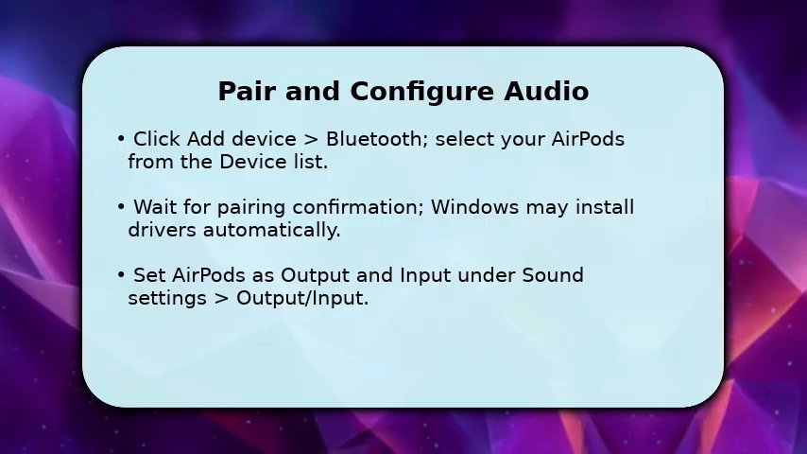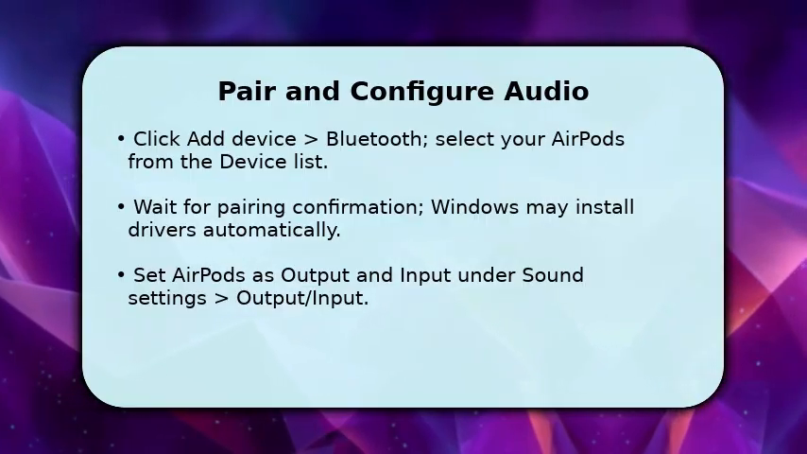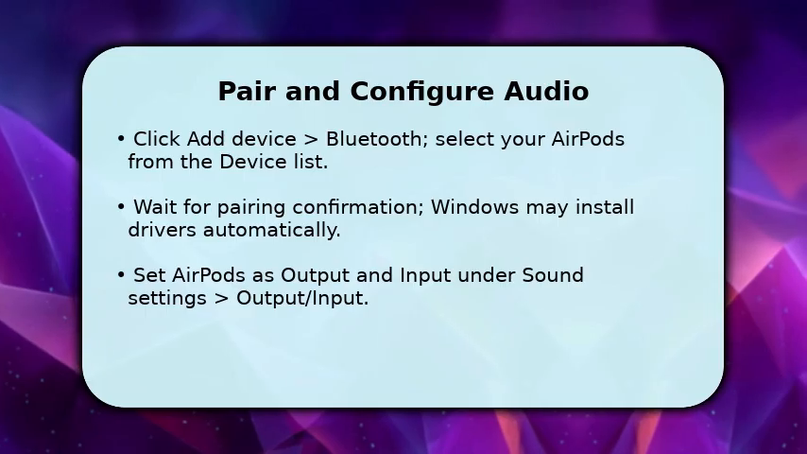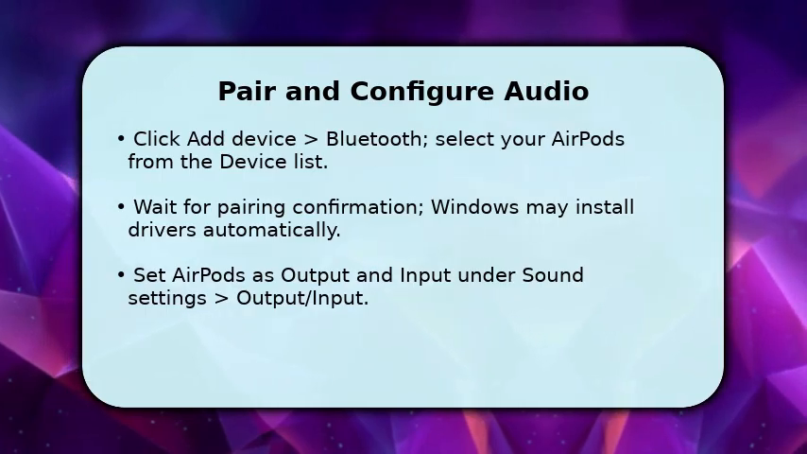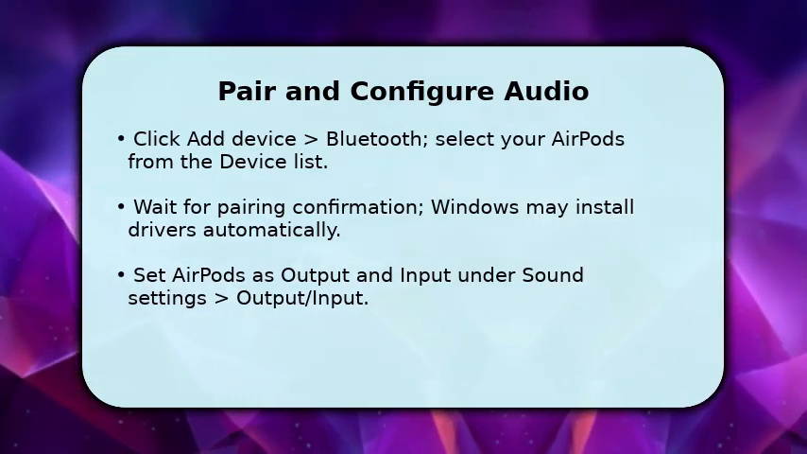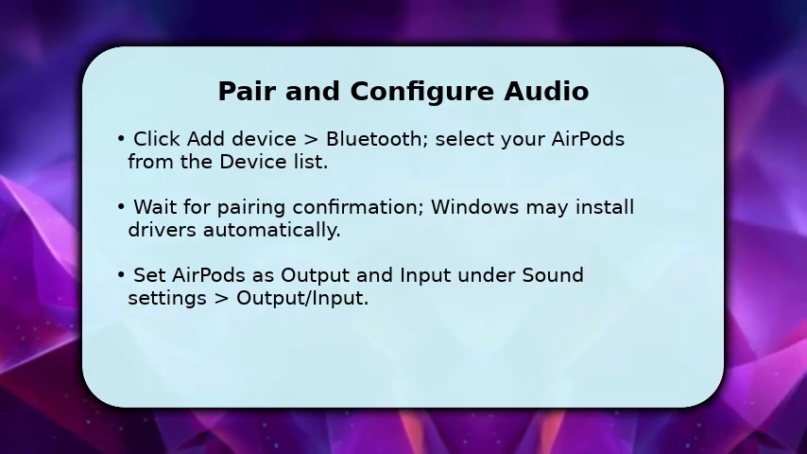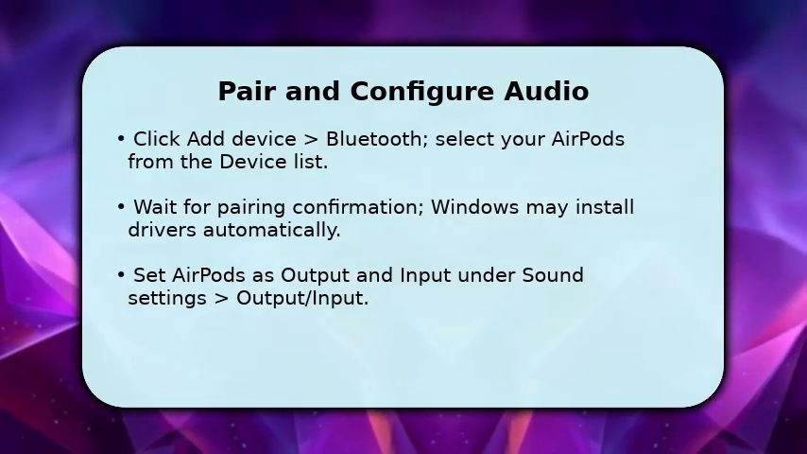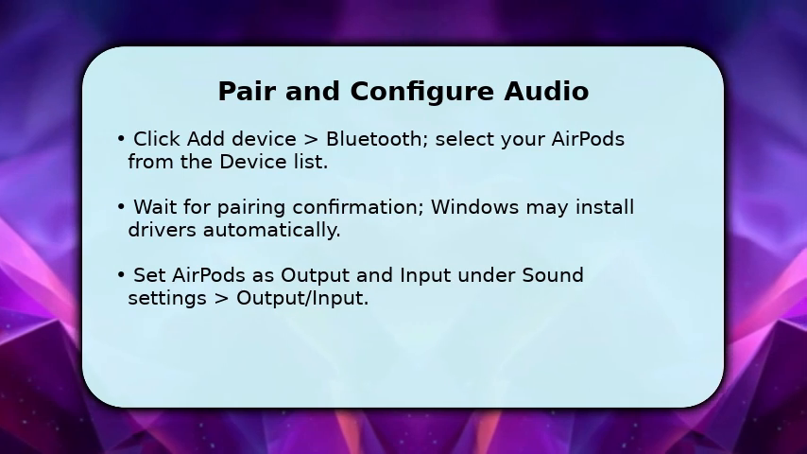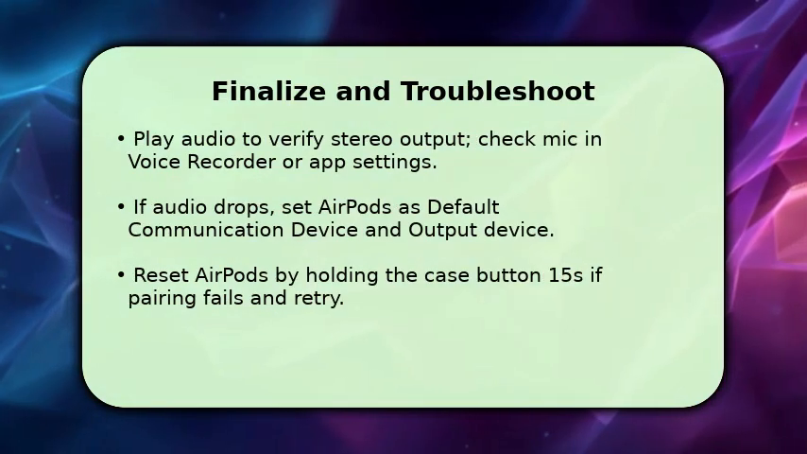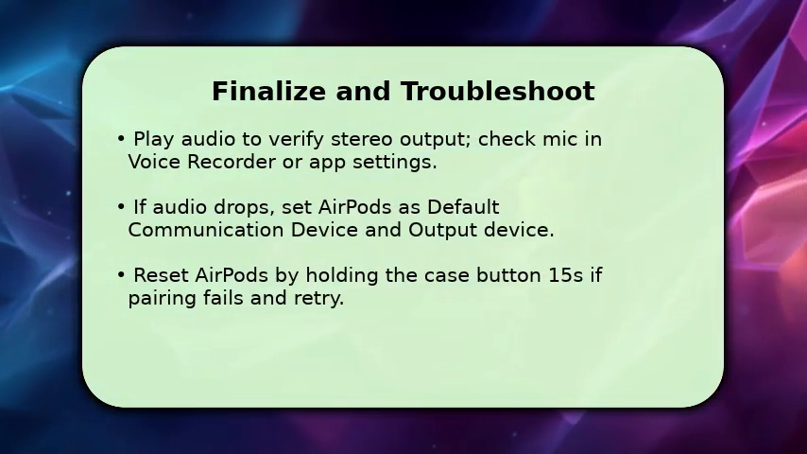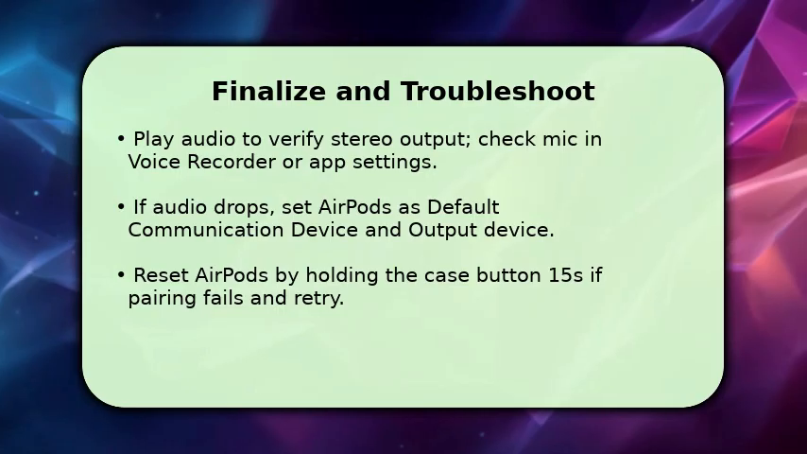Once paired, go to Sound Settings and explicitly select your AirPods as the output device and, if needed, the input device. Make sure communication apps also use the AirPods in their audio settings, because app-level defaults can differ from system defaults. Finish by testing. Play music and make a quick call or record to confirm both speakers and mic work.